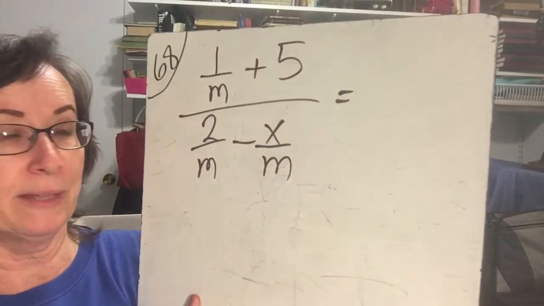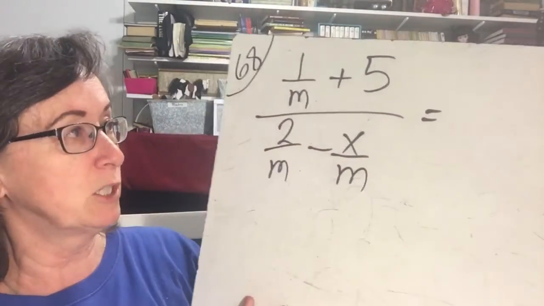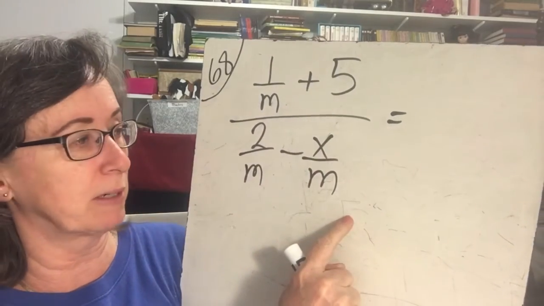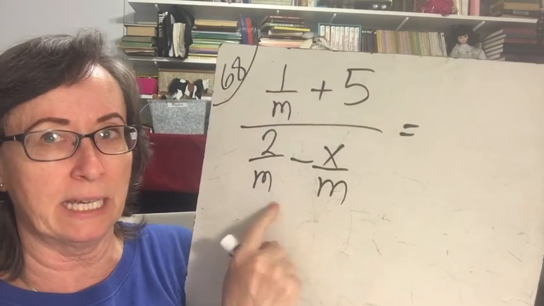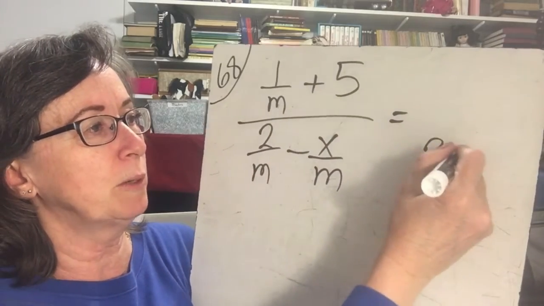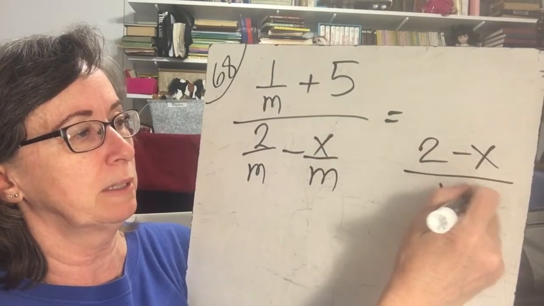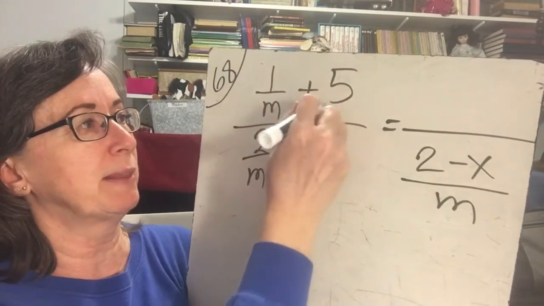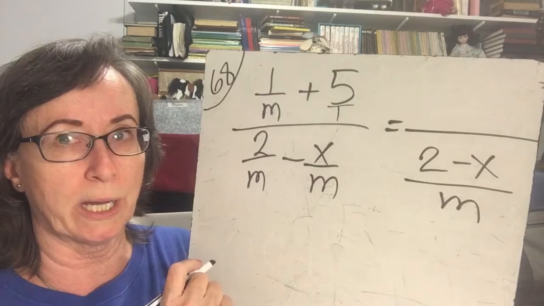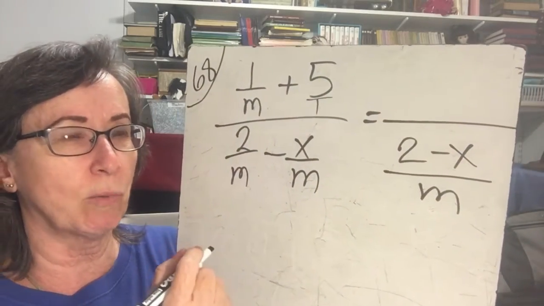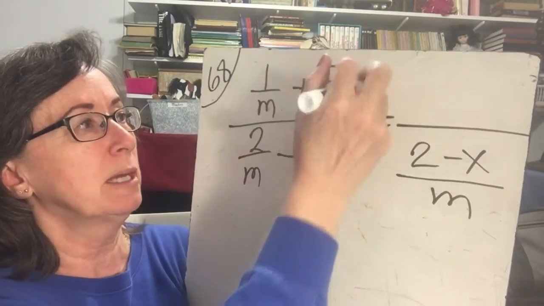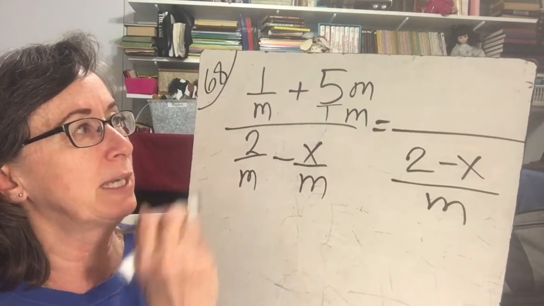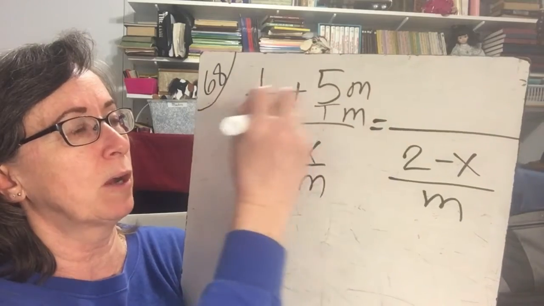Okay, so we're going to do this the book's way, which is multiplying by the reciprocal. But first, I need to get these put together. Well, that's not too hard because they're already an M and an M. So we're going to have 2 minus x over M. Okay, and then I'm going to go ahead and put these together. But this one is 5 over 1. So to put them together into one term, I need to make that an M. So I'm going to multiply by an M on the top and the bottom. And I'm going to get 1 plus 5M over M.